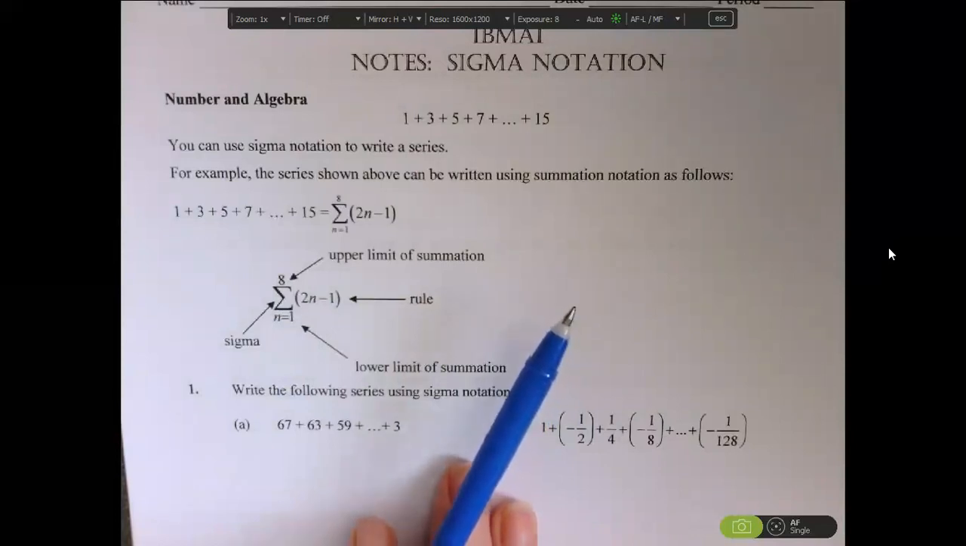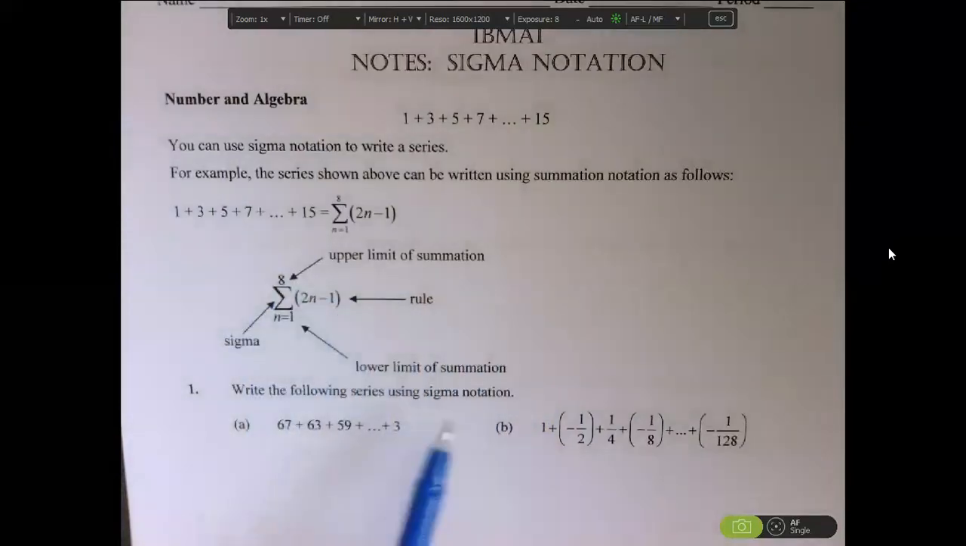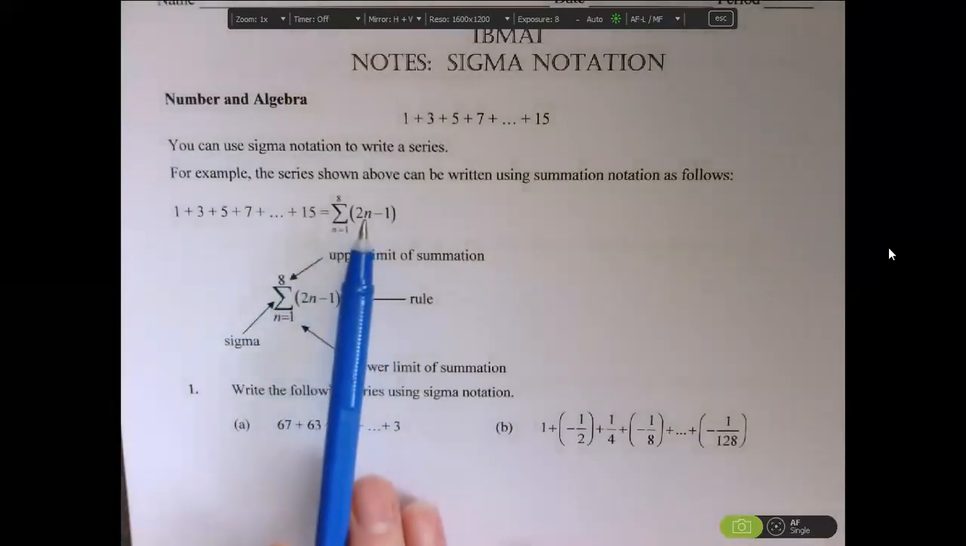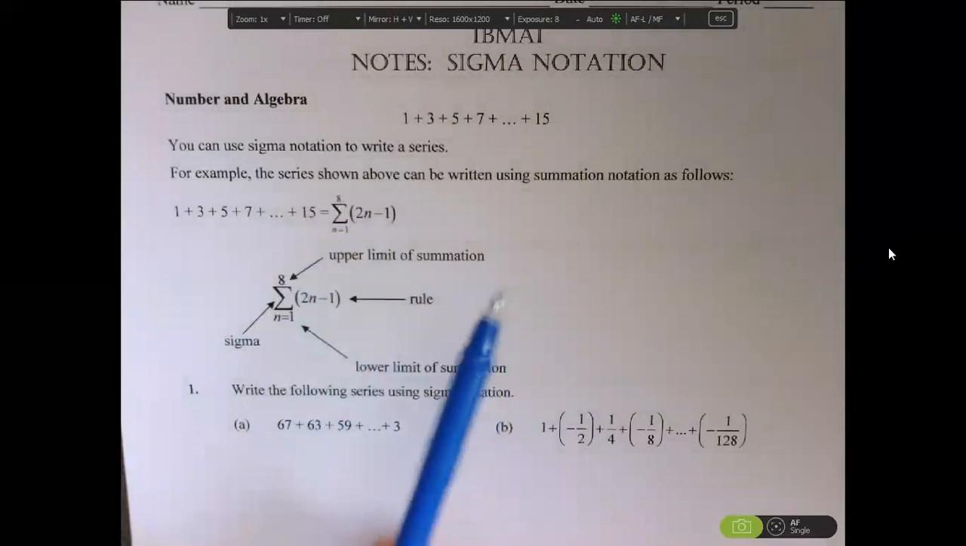All right, so let's give this a try. The idea is for us to write the rules. So suppose you're asked, like in number 1, to represent this using sigma notation. There's really 3 things you need to know. Number 1, what's the expression? That's where I would start. Number 2, where do I start it? Number 3, where do I end it? Okay, so let's see how this goes.